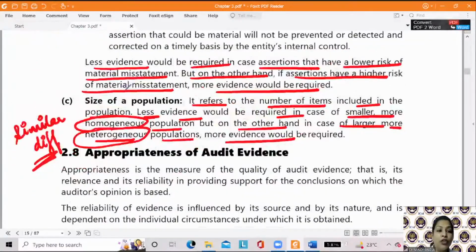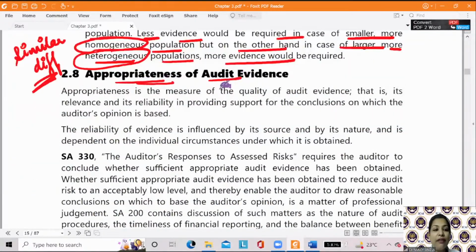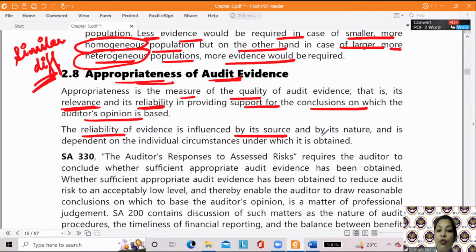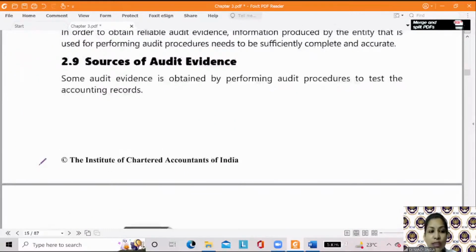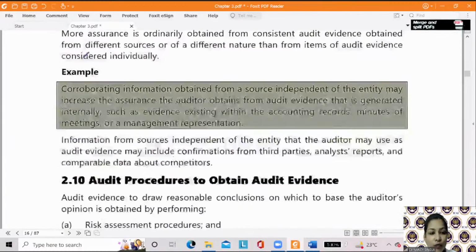So what is meant by appropriateness of audit evidence? It is the measure of quality of audit evidence, that is relevance and reliability in providing support for the conclusions on which the auditor's opinion is based. Reliability is further influenced by source and nature of the audit evidence. Types of audit evidence, I have discussed with you, but I have given this to you as your homework. Sources of audit evidence also we have seen. You can just go through it as a homework.